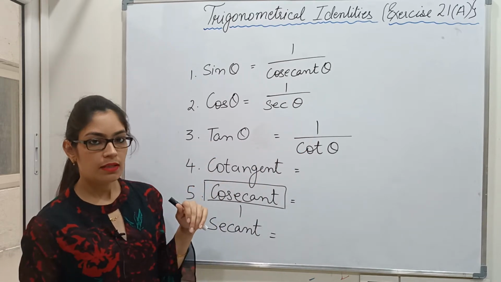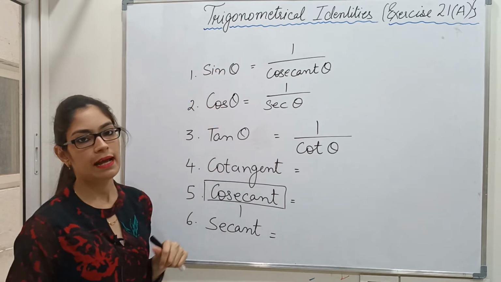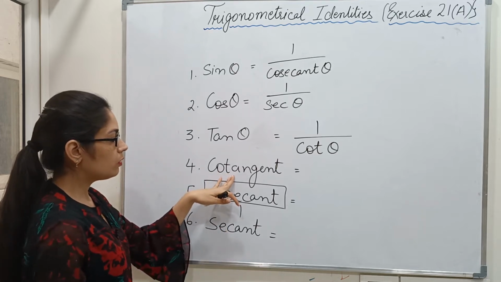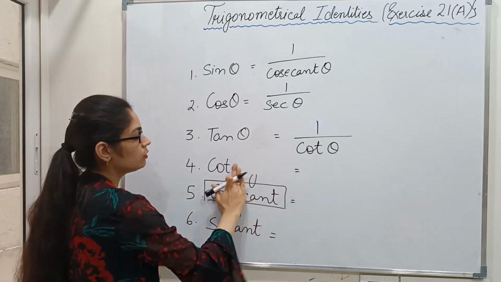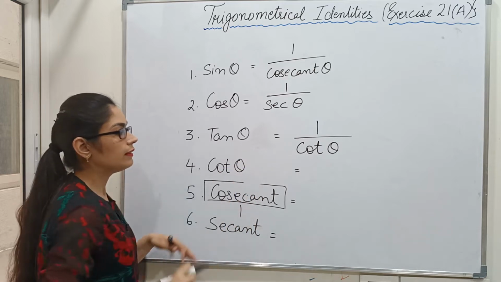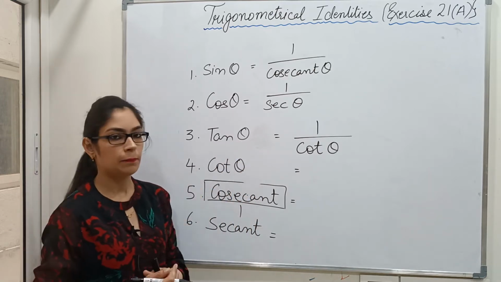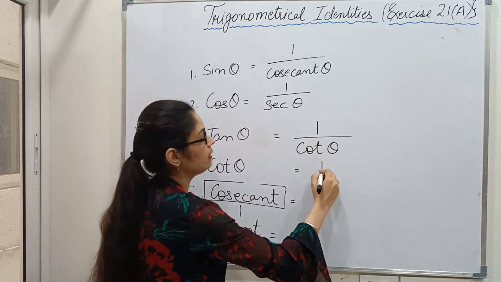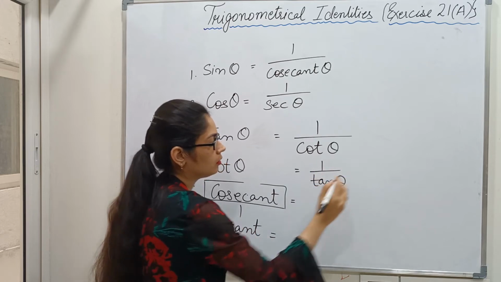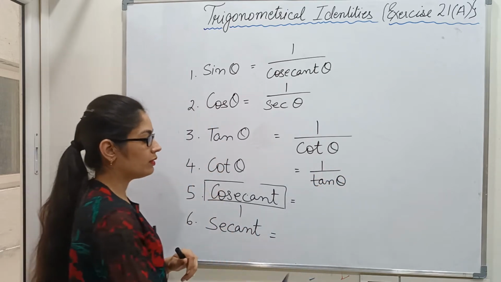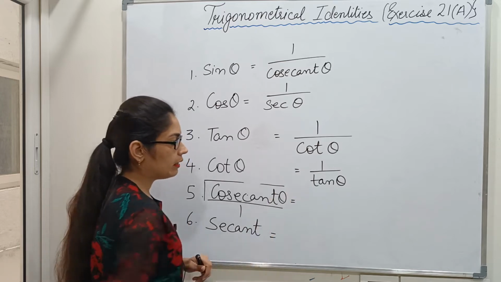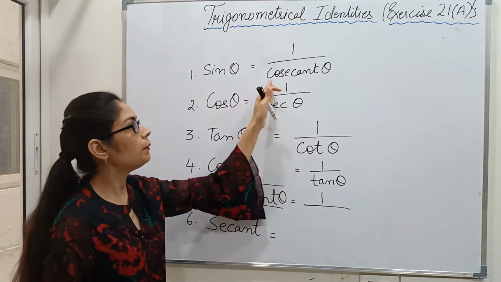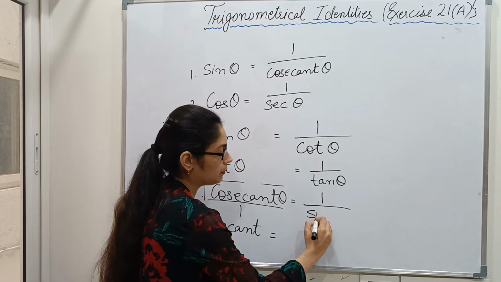Now these three only you have to learn, sine, cos and tan, because the reciprocals work the other way also. If I see cotangent, which is cot, we have learned that this is a reciprocal of tan. So if tan I can write as 1 by cot, same way cot I can write as 1 by tan. Cosecant, because it's a reciprocal of sine: if sine can be written as 1 by cosecant, then cosecant can be written as 1 by sine.